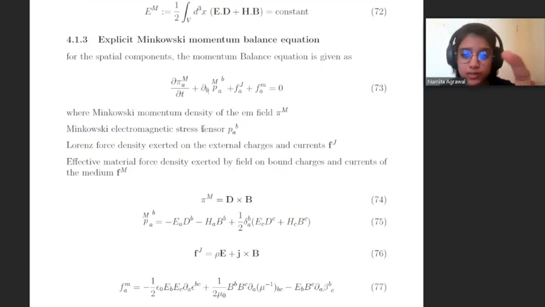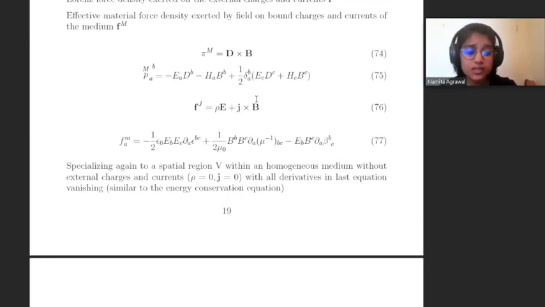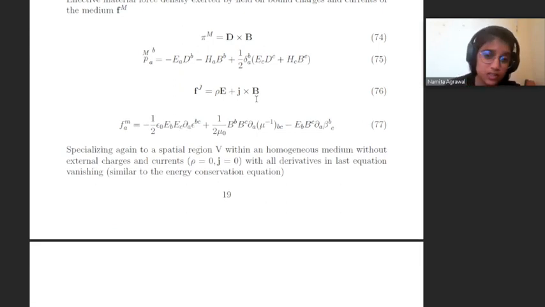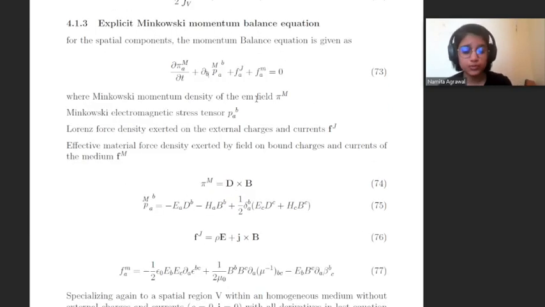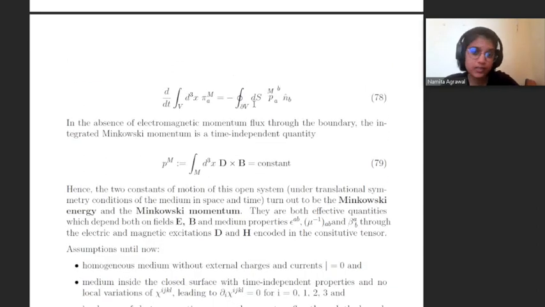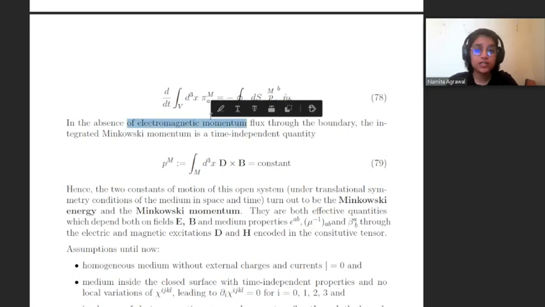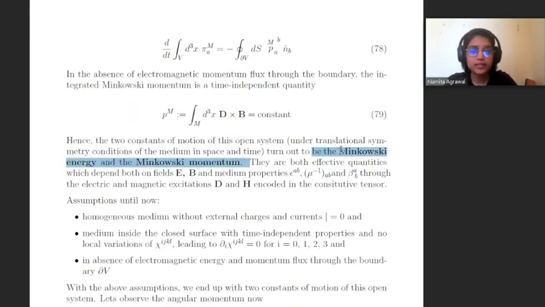Contributions from Fj and Fma become zero, and we'll be just left with the first two expressions. Again integrating over volume V, surface delta V, and constant flux to be zero, we get a conserved quantity called Minkowski momentum. Both these conserved quantities depend on the E and B fields as well as the properties of the material medium, which is depicted in the epsilon, mu, basically chi.